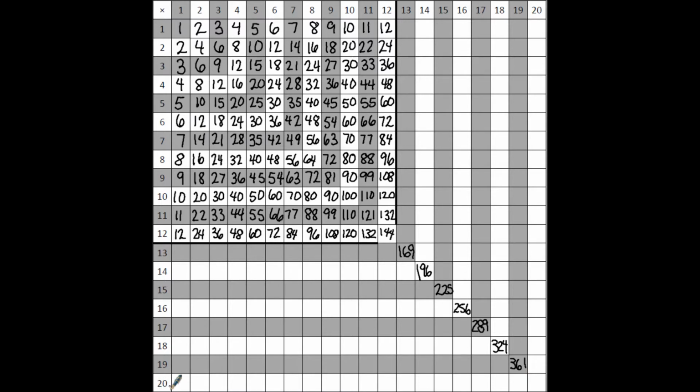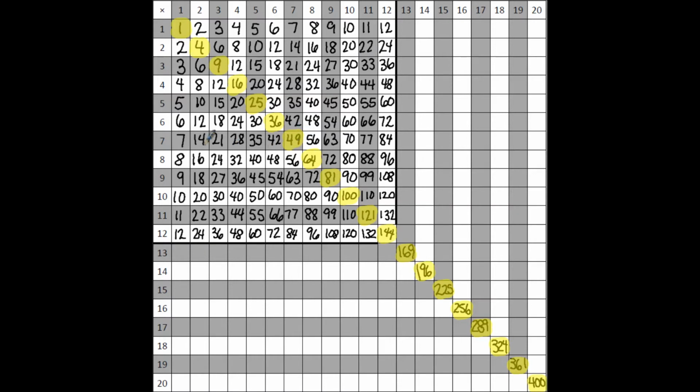2 times 2 is 4, and 20 times 20 is 400. So that last one should be a very easy one for you to remember as well. So you need to remember all of these numbers along the diagonal. 1, 4, 9, 16, 25, 36, 49, 64, 81, 100, 121, 144, 169, 196, 225, 256, 289, 324, 361, and 400.